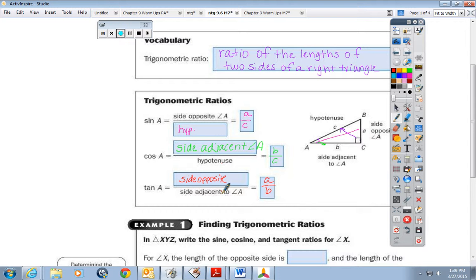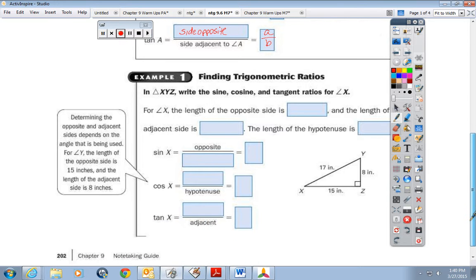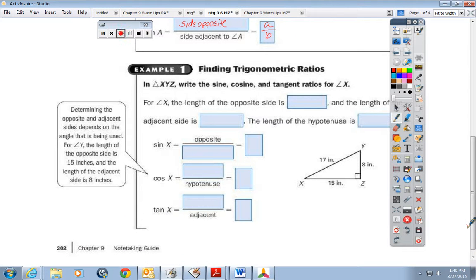Right here, you can do all of the problems that you're going to need to know how to do. And so we'll go over that in the rest of the lesson. Okay, so it says in the figure, in the triangle x, y, z, write the sine, cosine, and tangent ratios for angle x.